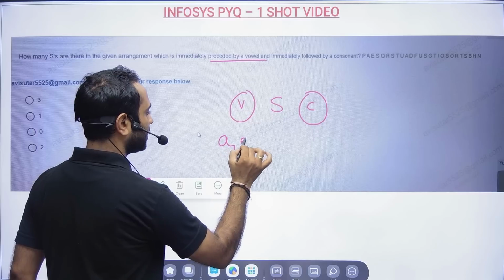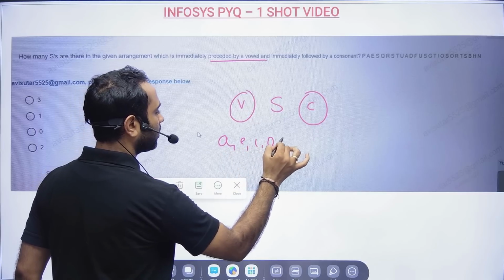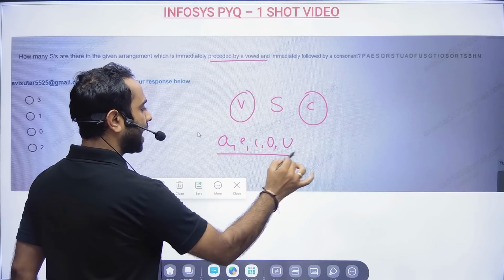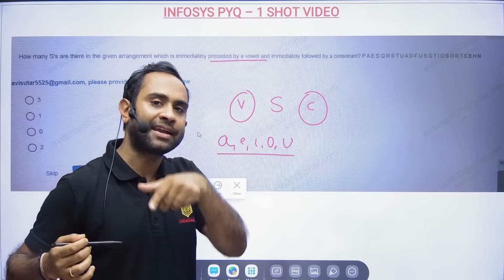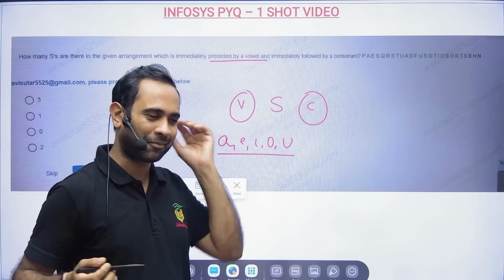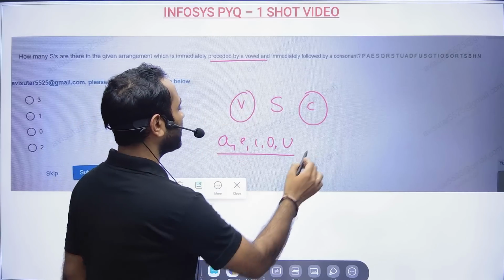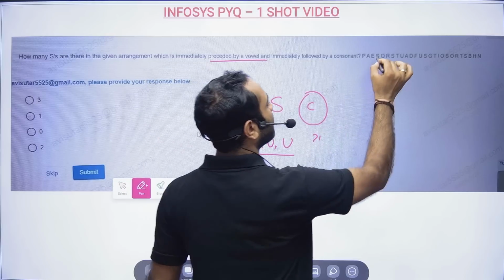A, E, I, O, U. Okay. And how many capital letter vowels? That is also the same here. Okay. And 21 consonants. Now let us see where is S first.